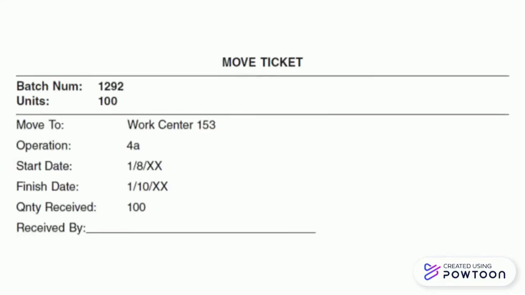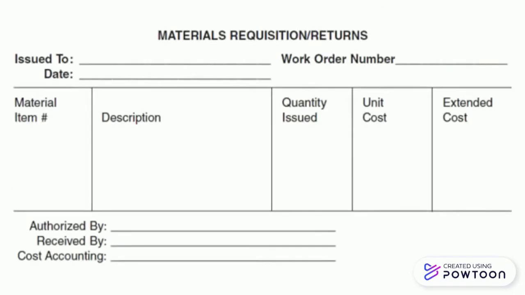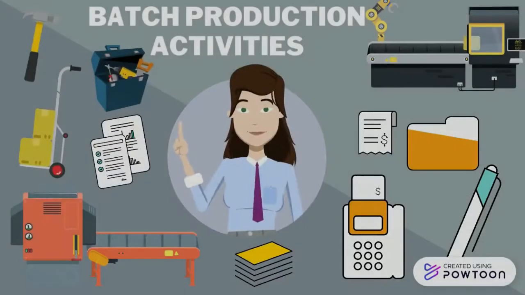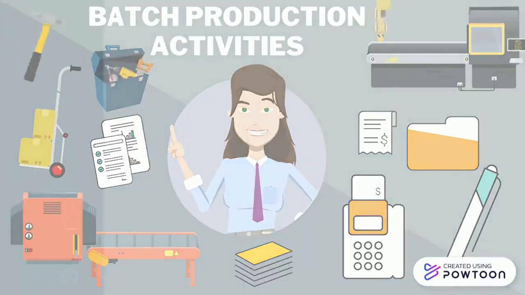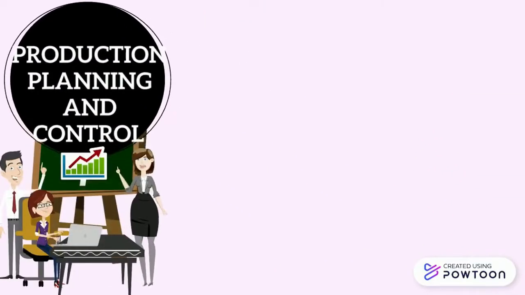Move ticket. This shows the record of work done in each work center and authorizes the movement of the job or batch from one work center to the next. Materials requisition or returns. This authorizes the storekeeper to release materials to work centers in the production process. Batch processing has different activities. First is the production planning and control.